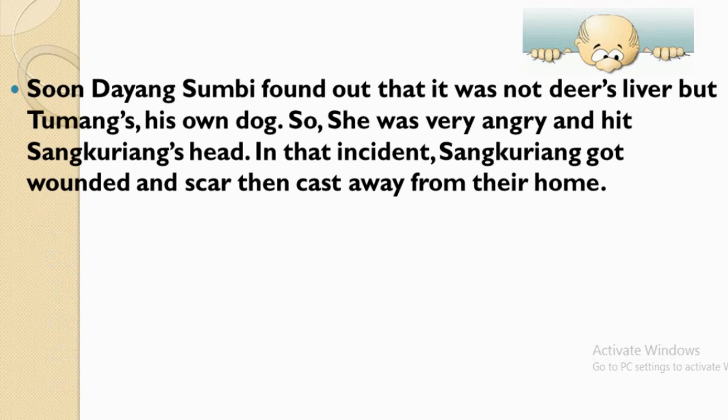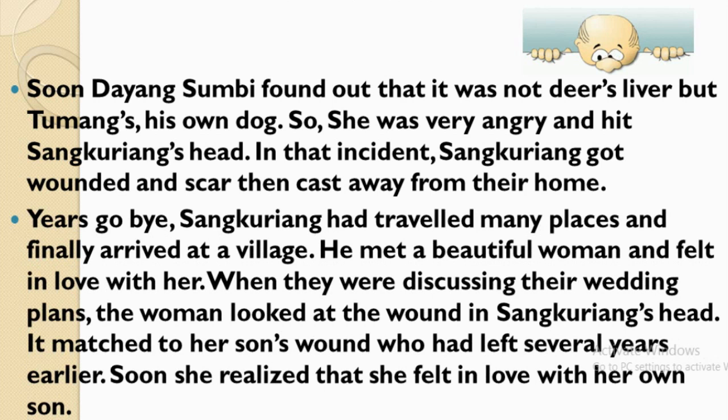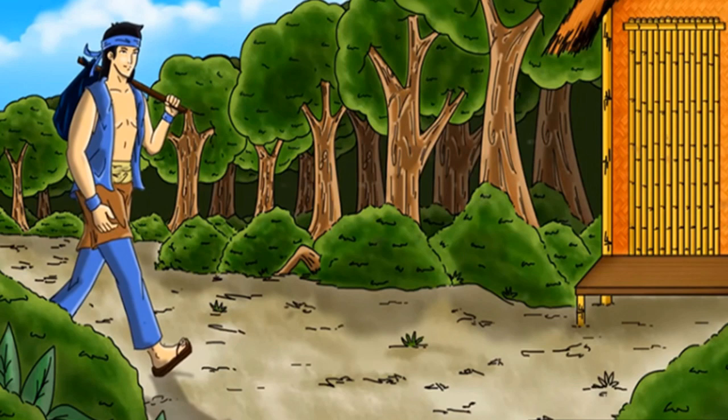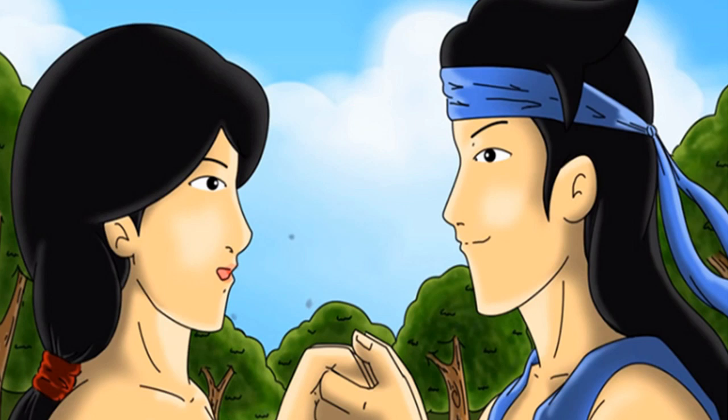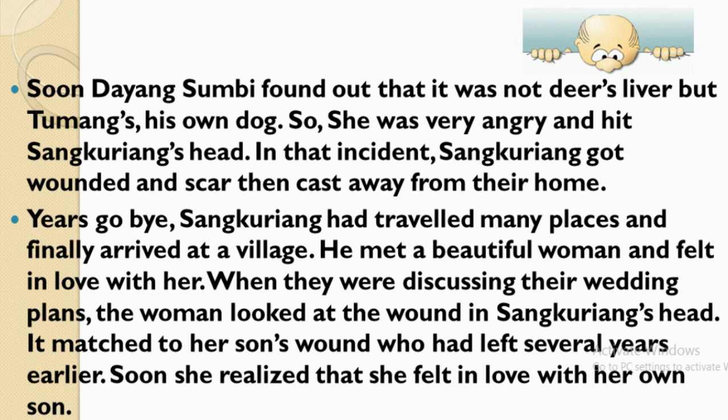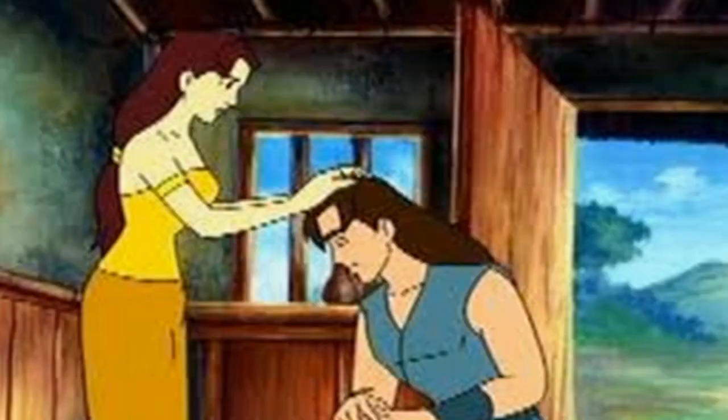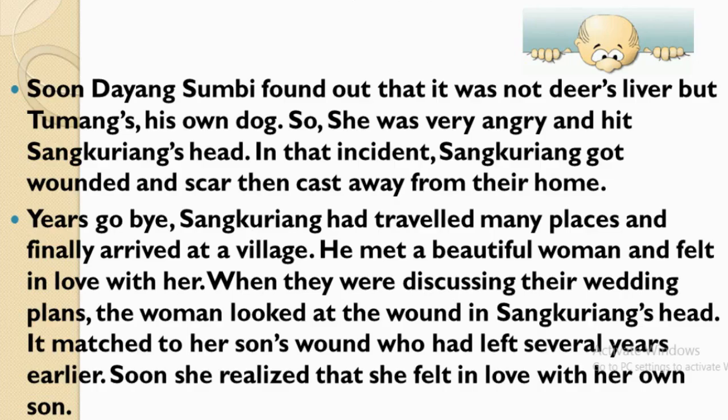Soon, Dayang Sumbi found out that it was not deer's liver, but Tumang's, his own dog. So, she was very angry and hit Sangkuriang's head. In that incident, Sangkuriang got wounded and scarred, then was cast away from their home. Years go by. Sangkuriang had traveled many places and finally arrived at a village. He met a beautiful woman and fell in love with her. When they were discussing their wedding plans, the woman looked at the scar on Sangkuriang's head. It matched her son's scar, who had left several years earlier. Soon, she realized that she had fallen in love with her own son.